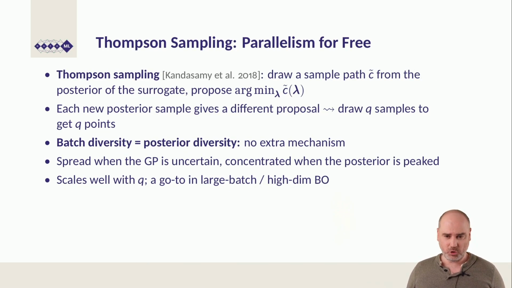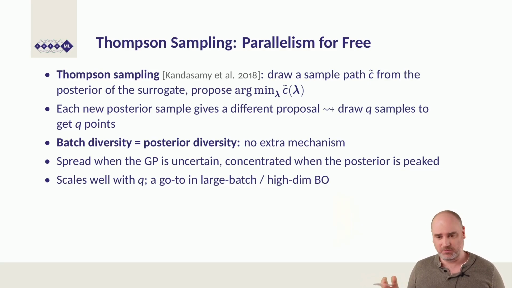There is also Thompson sampling, where you get parallelization nearly for free. What you can do by Thompson sampling is draw a sample path from the posterior of the surrogate. Remember, if you would fix observation points, so to speak, drawing your sample path from your Gaussian process is pretty much just sampling from a high-dimensional multivariate Gaussian. So you sample these paths, and then you simply propose the minimum of the cost.